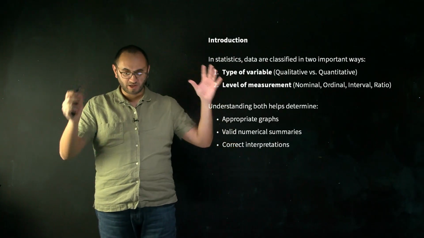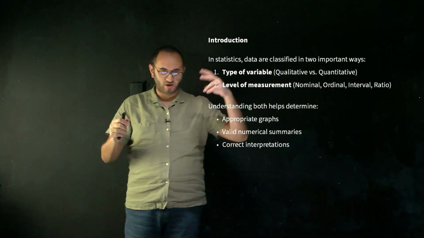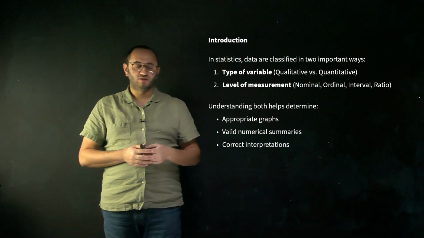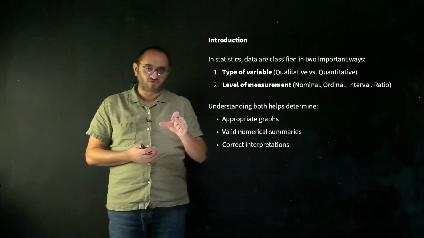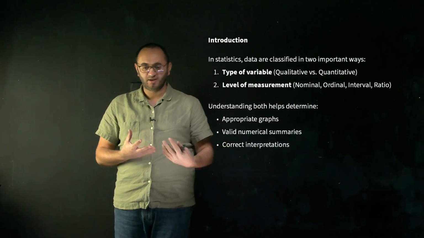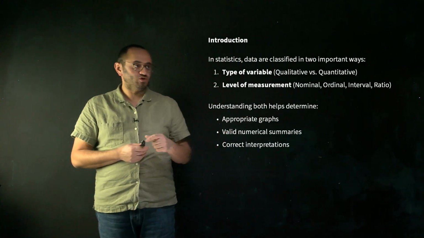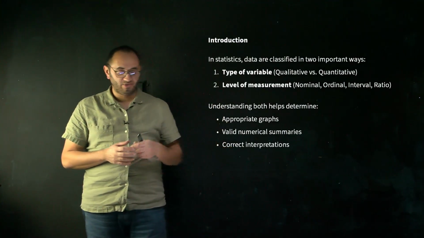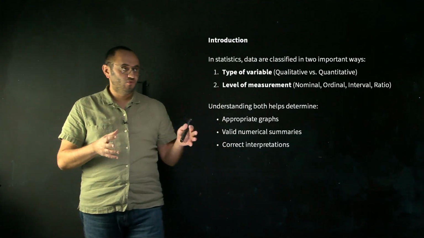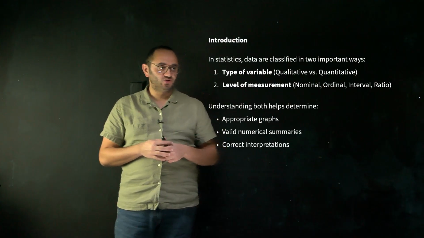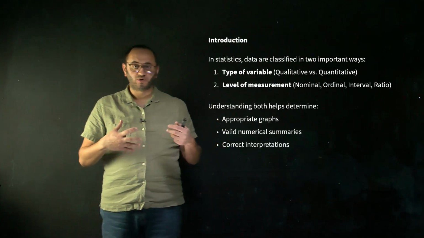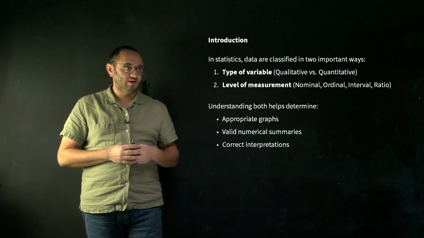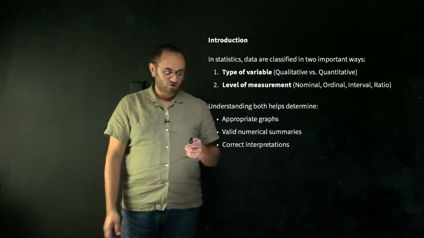So type of variable is more general, so it tells you if the variable is a numerical or categorical variable. But to be more specific, for example, if we have a numerical variable, it could be, for example, interval or ratio level of measurements. So understanding those level of measurements and type of variables, we can think about the appropriate graph and valid numerical summaries and correct interpretations.